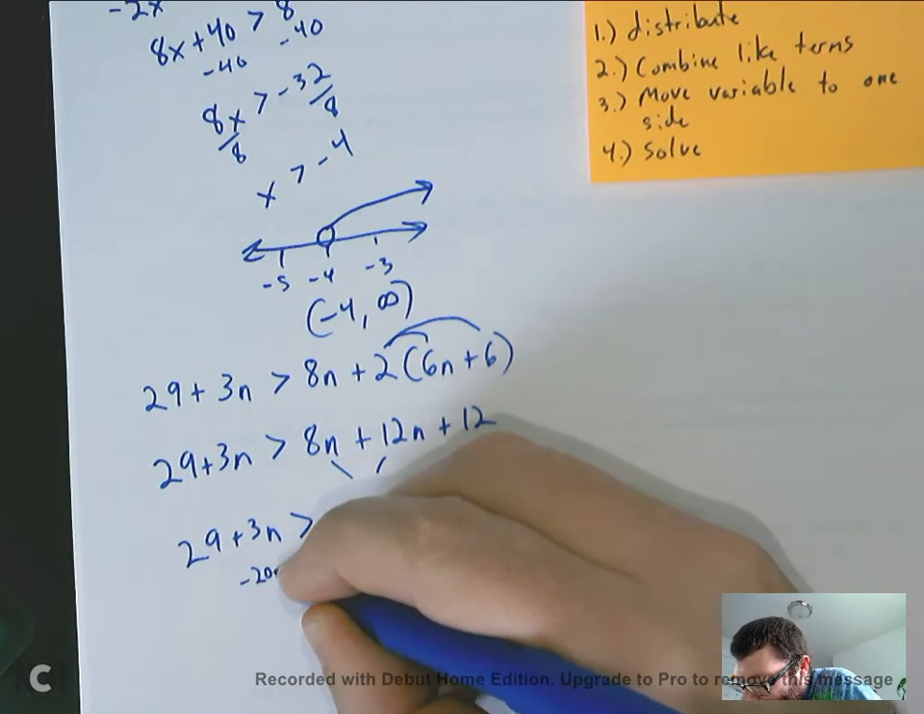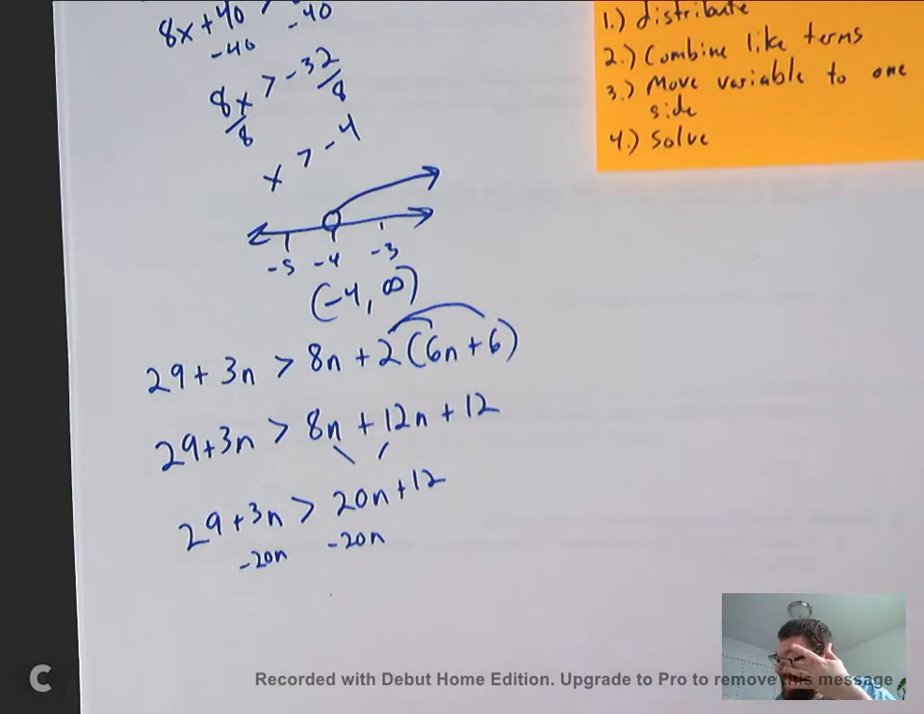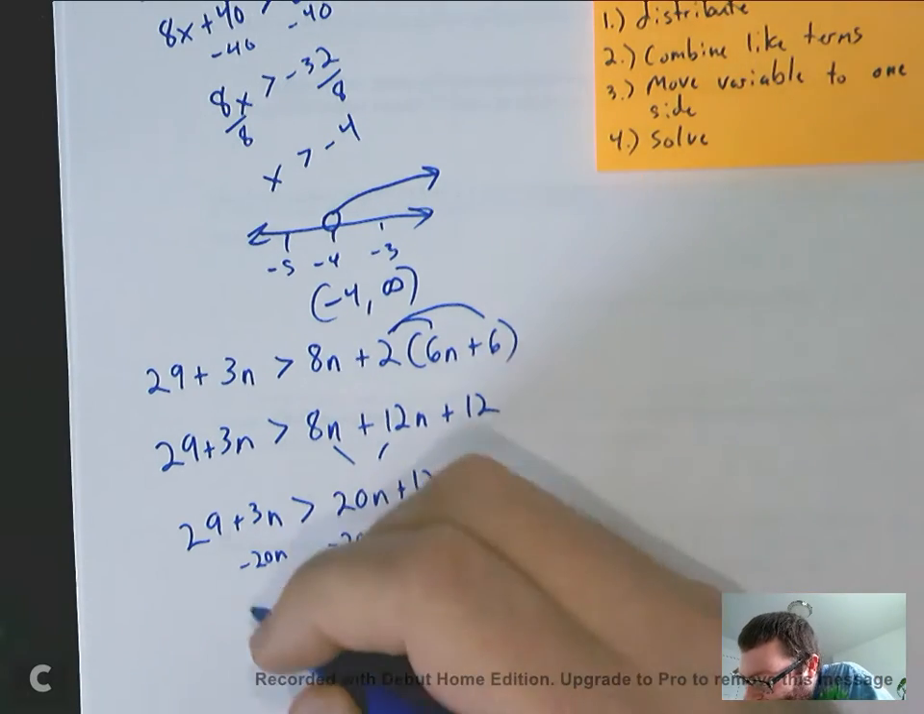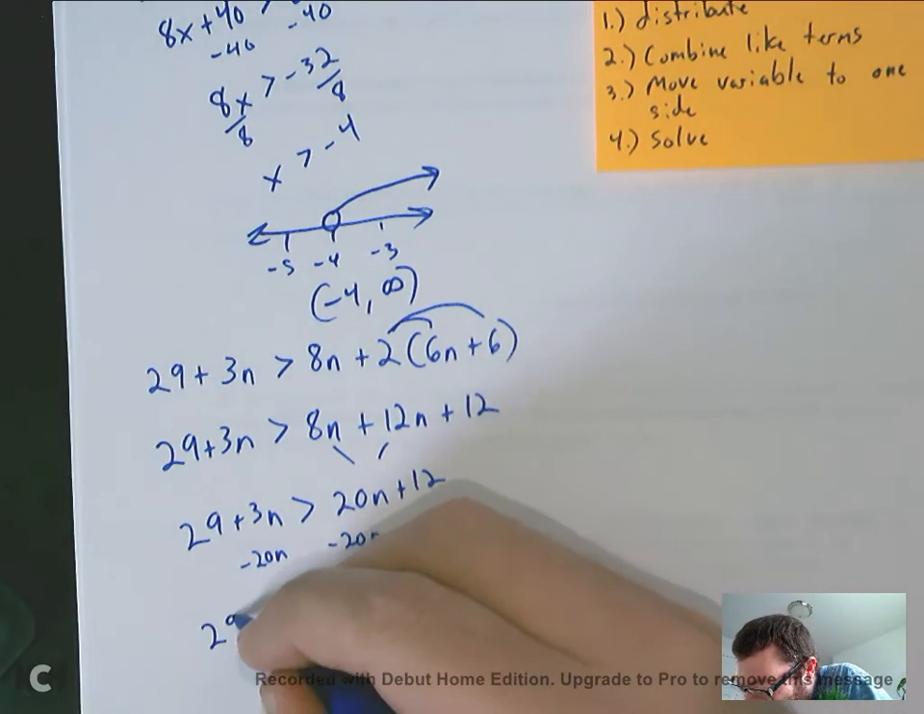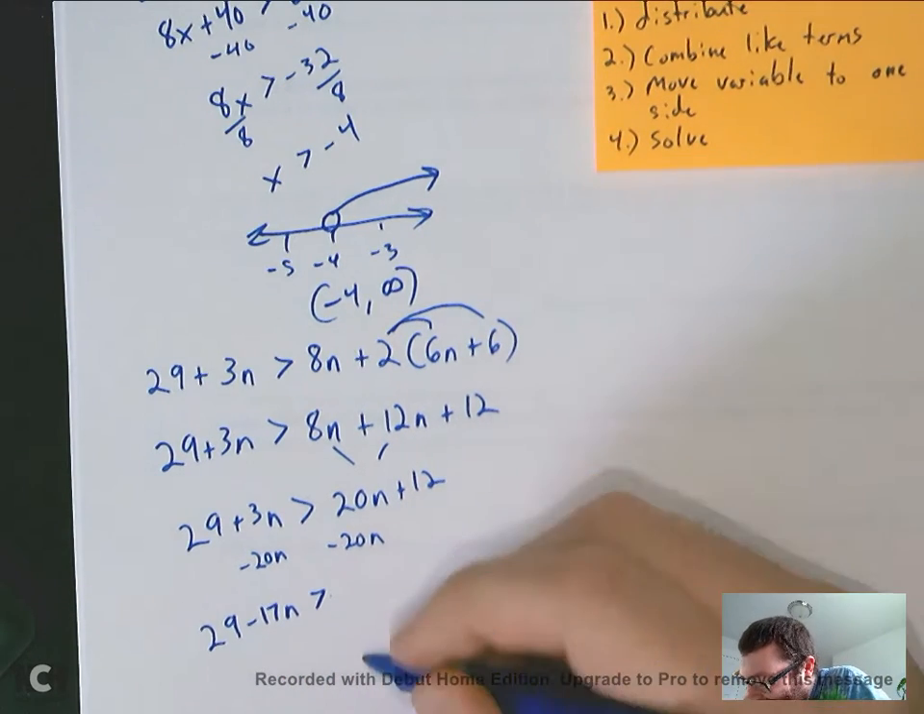You guys are like, no, don't do it. Move the smaller one. But I did it this way so I can get a warning. But move the 20n over to the other side. It gives me 29 minus 17n is greater than 12.